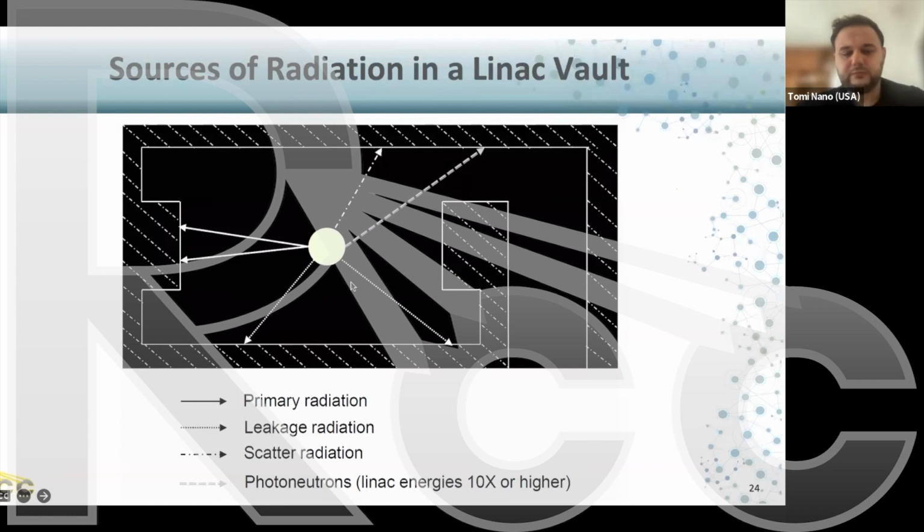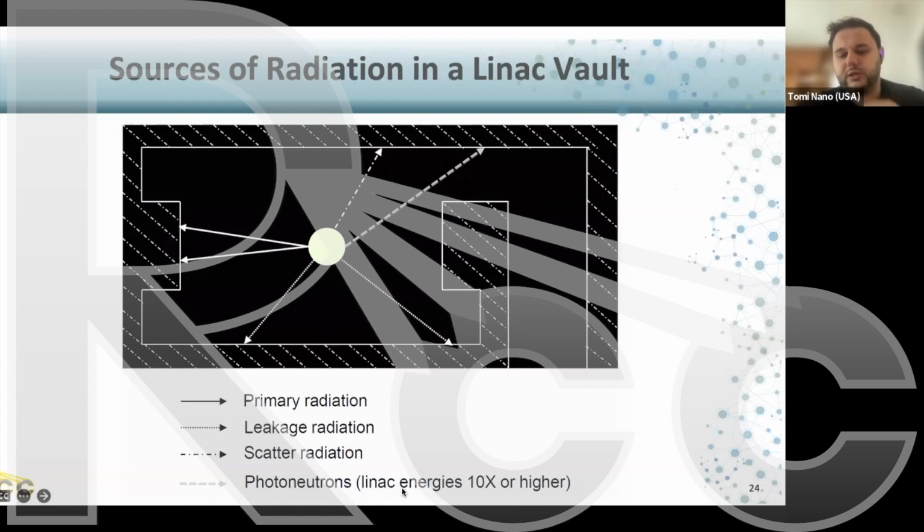So the solid arrow, primary radiation. I'm going to go into each one of those on the next slide, so let me just list all of them. We have primary radiation. We have leakage radiation, so this is head leakage, radiation that would come from the head of the Linac. We have scatter radiation. Scatter radiation can come from collimators, jaws, the patient, the room, basically anything that can cause scatter. It will contribute to and is part of the scatter radiation.